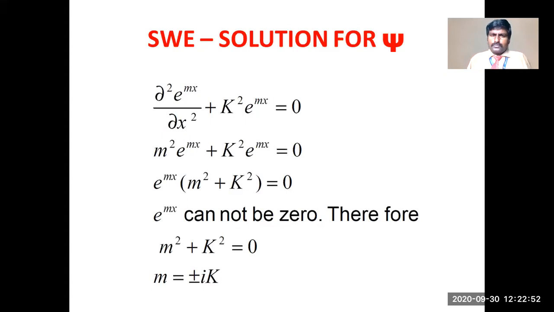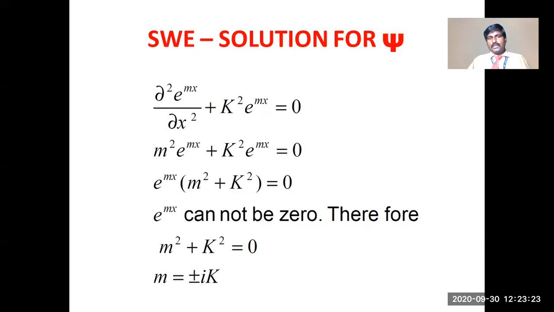Now if you differentiate e power mx, you get m into e power mx. Differentiating twice gives m square e power mx plus k square e power mx. If you take e power mx as common, m square plus k square is equal to 0. And we already know psi cannot be 0 inside the box. Outside the box, psi is equal to 0. That means e power mx cannot be 0.